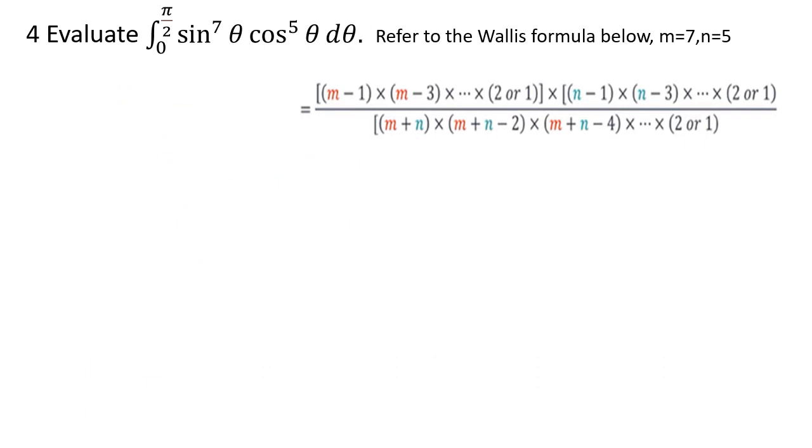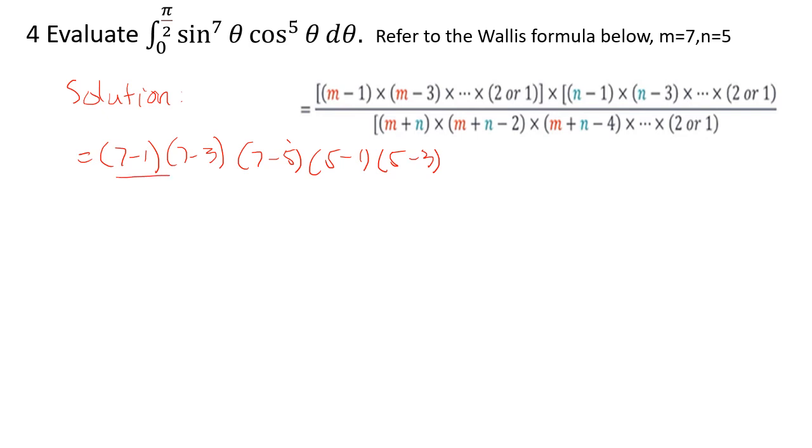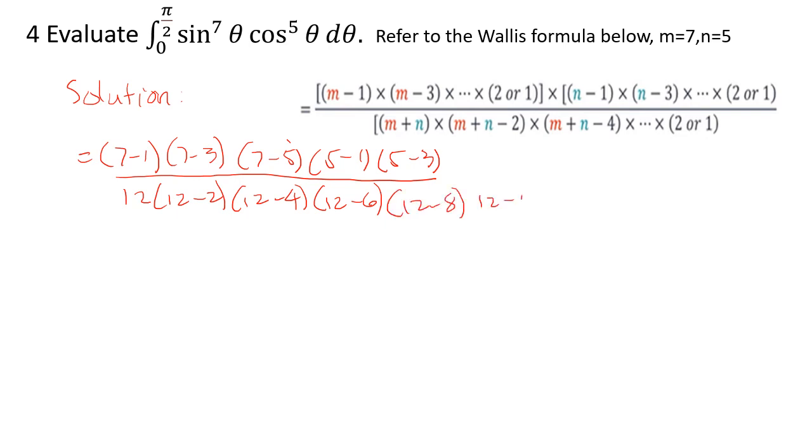On number 4, evaluate the integral of sine^7 theta cosine^5 theta d theta. So the solution equals (7−1)(7−3)(7−5)(5−1)(5−3) over 12 times (12−2)(12−4)(12−6)(12−8)(12−10), of course times 1.